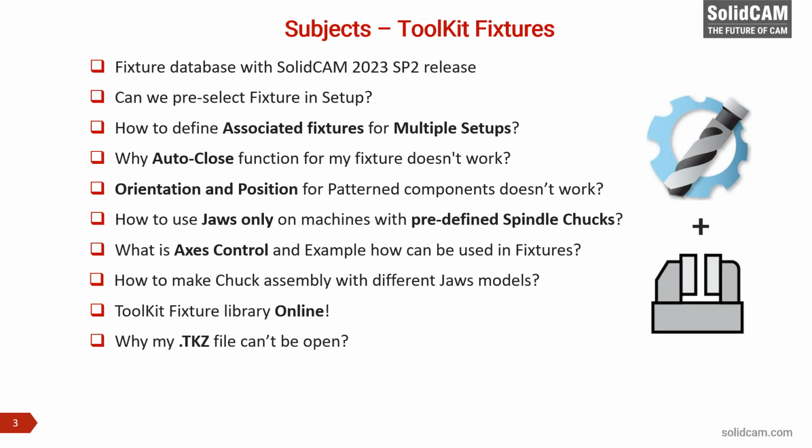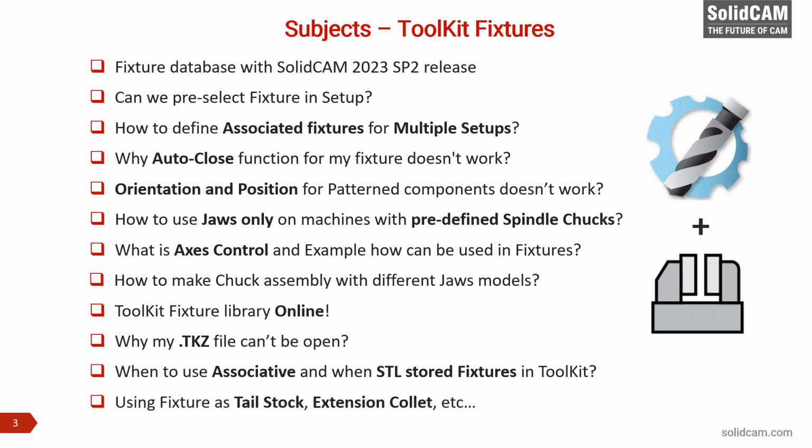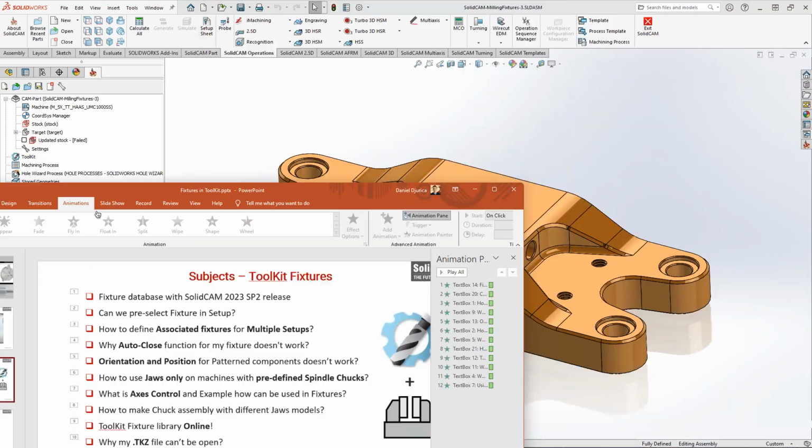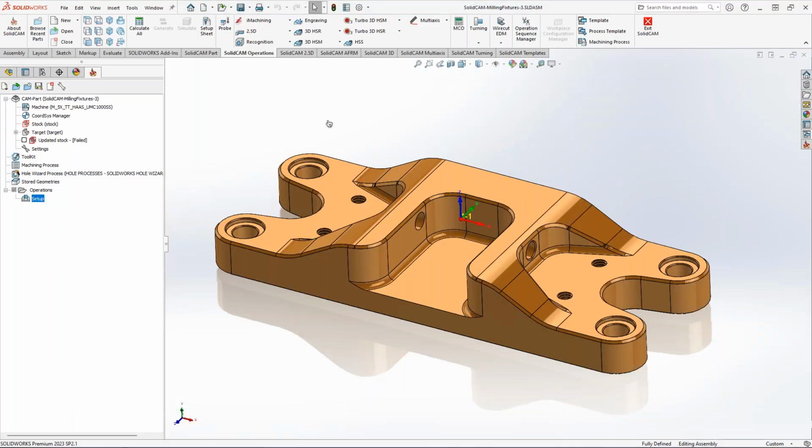There were questions like why my TKZ library can't be opened, when to use associative, and when to use the SLDPRT stored fixtures in ToolKit. And last, some examples that we have for using these fixtures libraries, also storing the tailstock, extension collets, and so on. With that being said, let's jump into some practical examples, and let's start with showing the database itself.